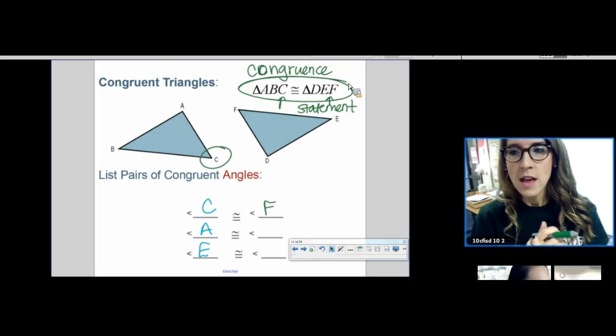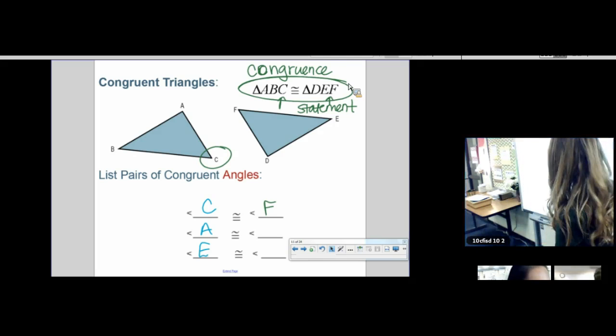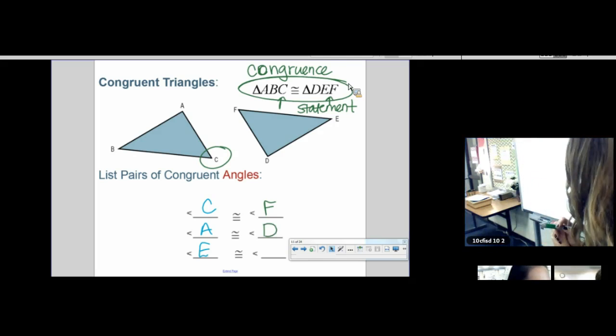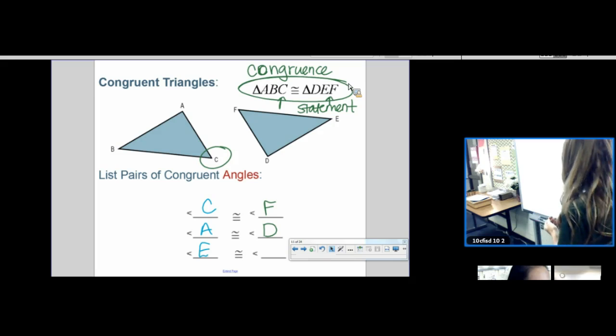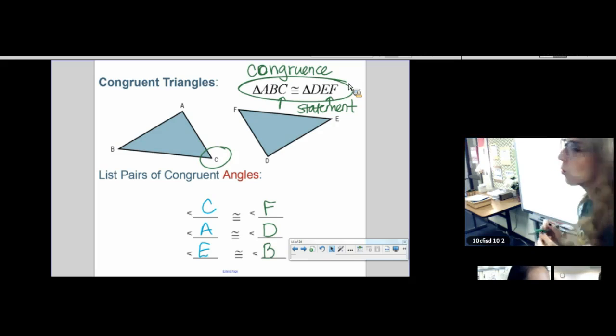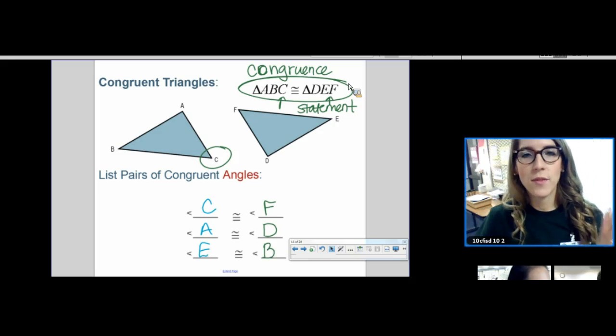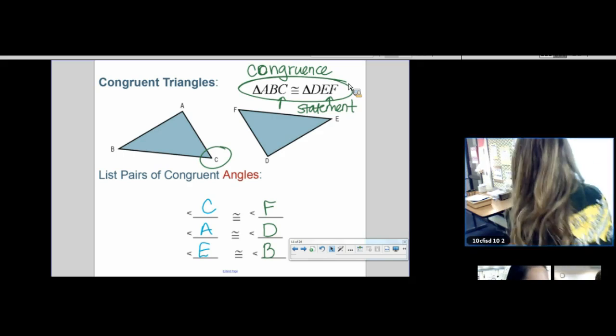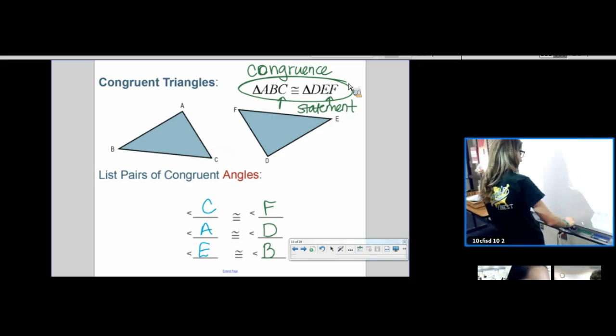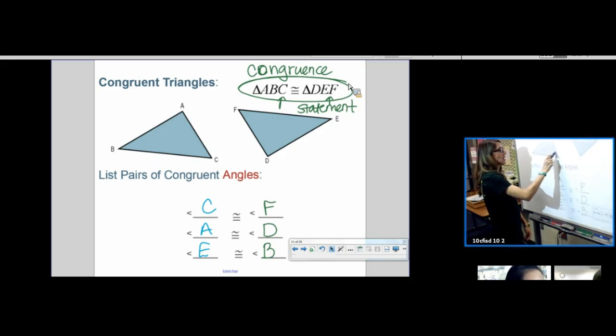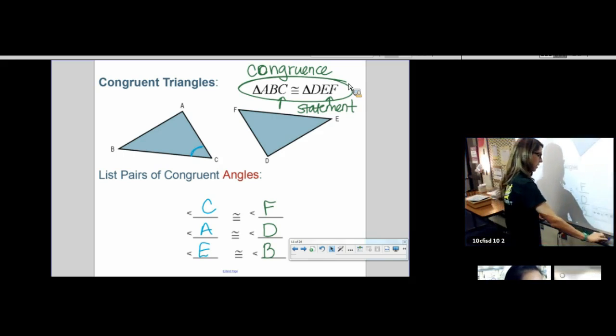So on and so forth. Angle A would be congruent to angle D, and angle E would be congruent to angle B. Where am I getting those from? I'm getting them from the statement. Now, I would want to put markings on my picture if I needed to solve my problem. So I could go to angle C and add an arc. Let's not use that color.